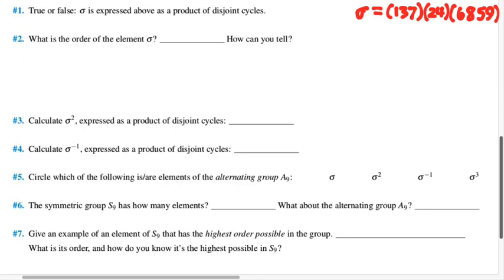The second was about the concept of order. How to tell, based on this description of a permutation, what the order of that element is as an element of, in this case, the symmetric group on 9 symbols, S9. And then, still thinking about order, the very last problem asks, what is an example of an element of S9 that has the highest order possible in the group S9? And then also, what is the order of the group itself, and what is the order of the alternating subgroup?